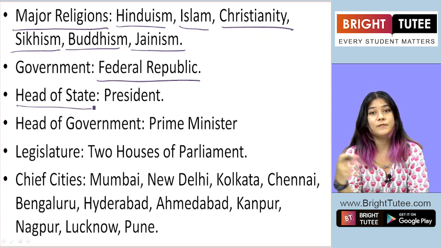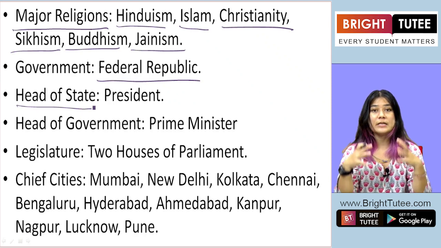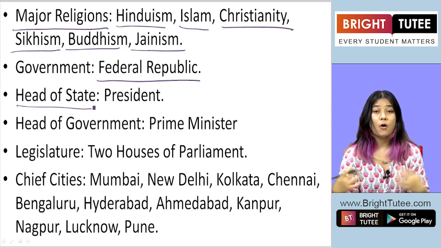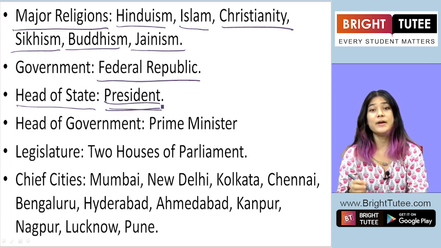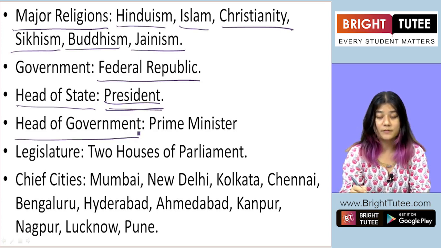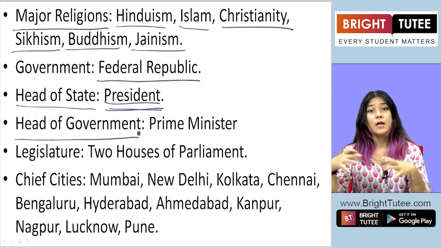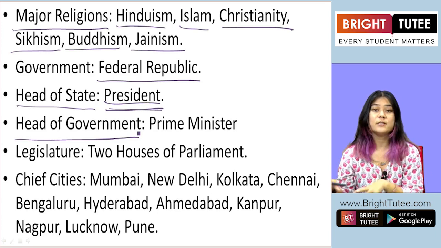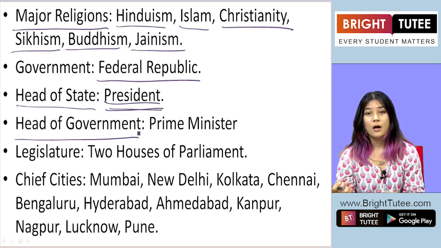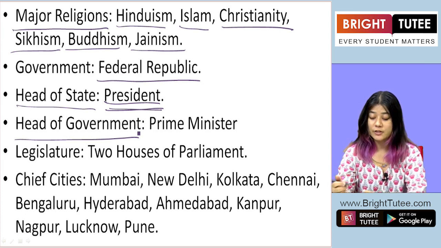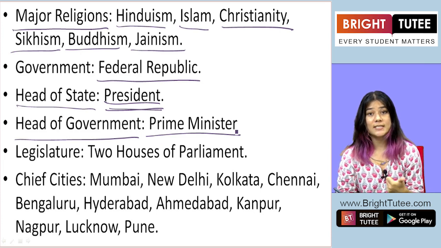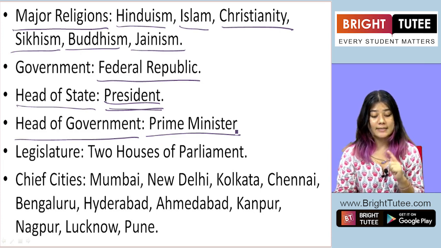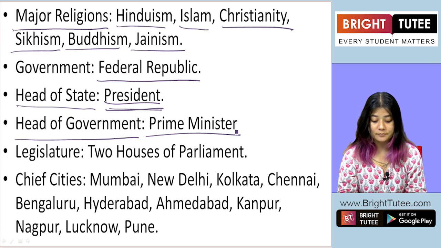The head of the state, the supreme head of the government or the people is the President, okay, the President. Now the head of the government, the head of the body who rules or who makes laws for the people living in the country, he or she is the Prime Minister. So we have President as well as Prime Minister as heads of our country.